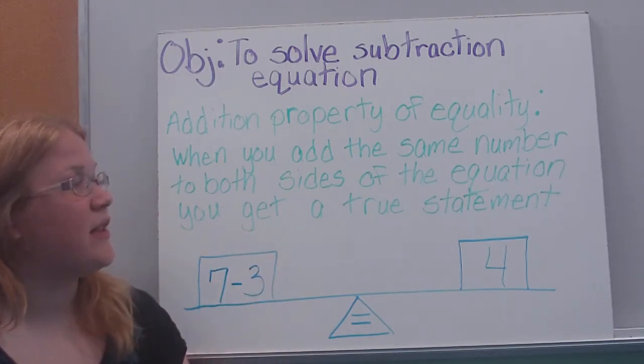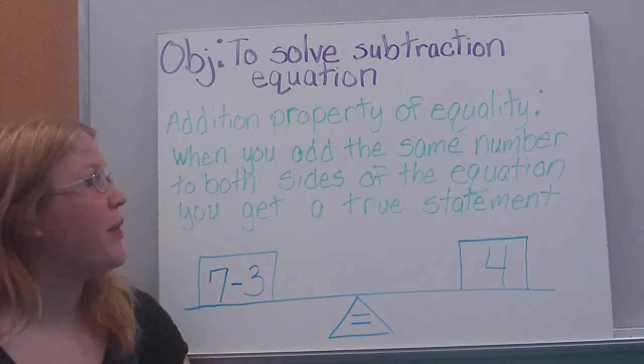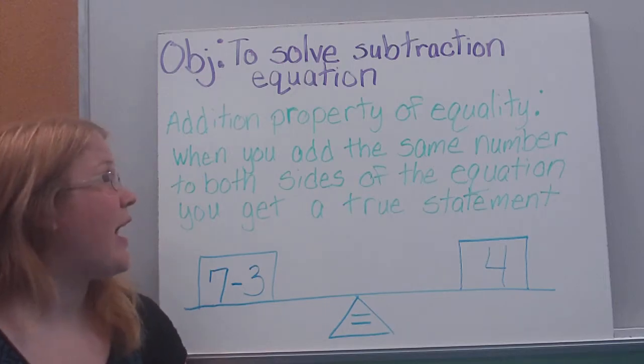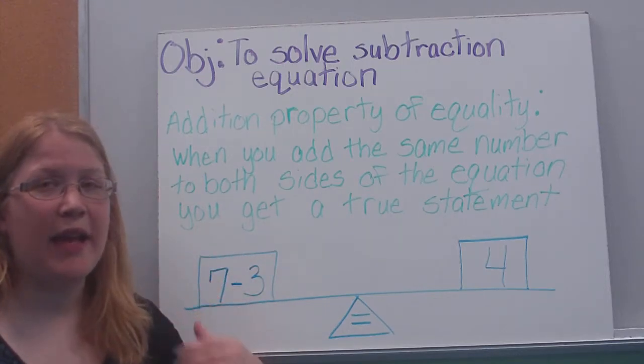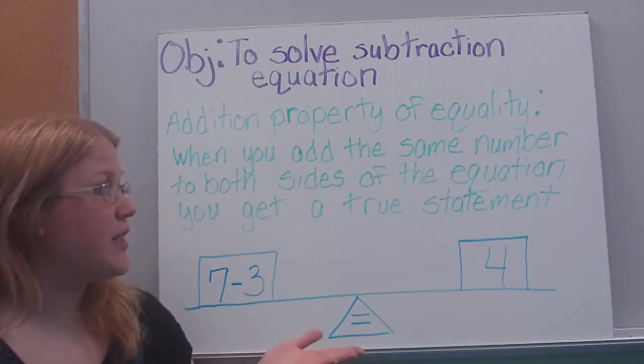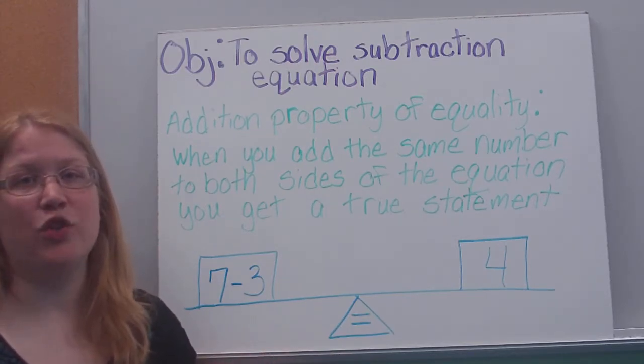So here we're going to take a look at our vocab, our addition property of equality. It says basically the same thing as our subtraction one did. I can add any number that I want to one side as long as I'm adding the same number to the other side to keep it balanced, or to make a true statement.